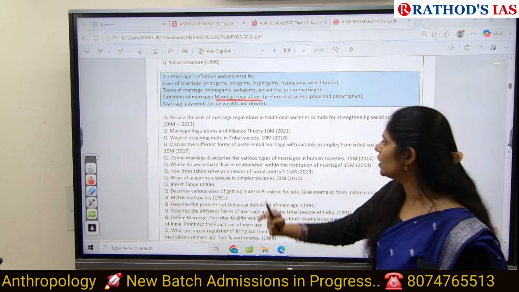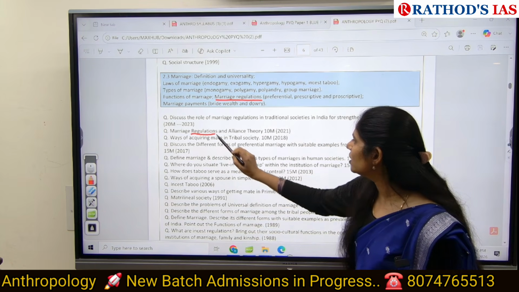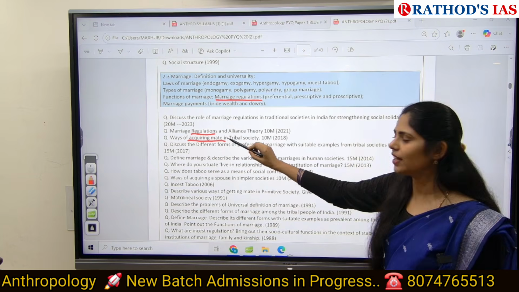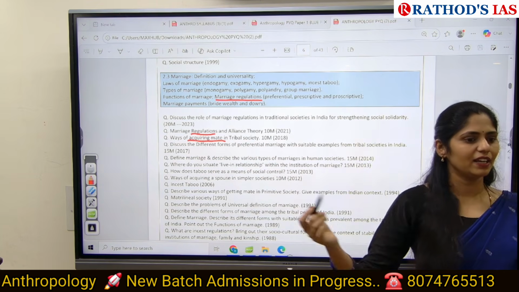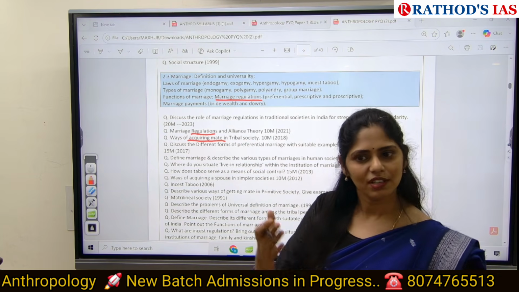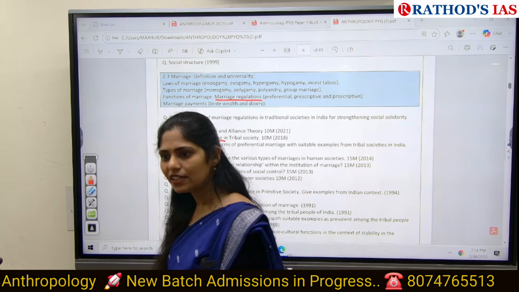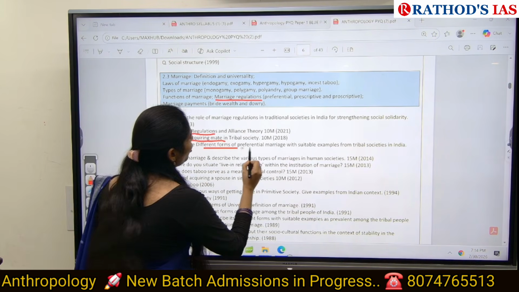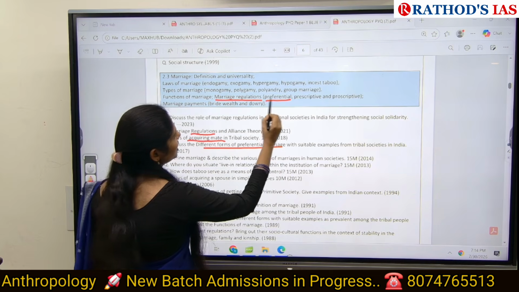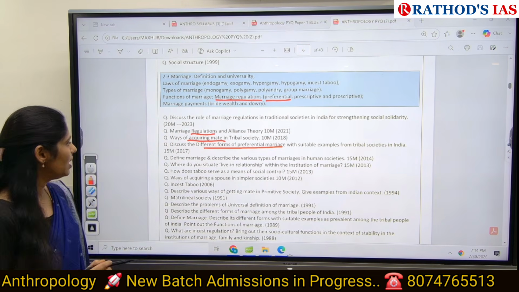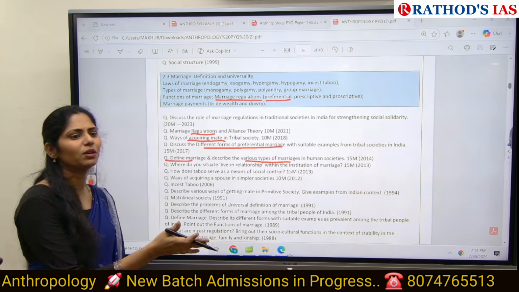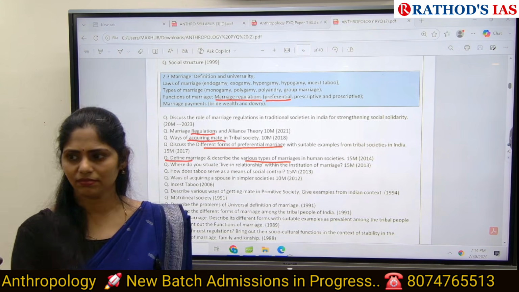This is the question from 2023, and this one is again marriage regulations. Next one is the ways of acquiring a mate. We have 4 to 5 types, like relatives, matrimonies, by kidnapping, by trial. And next one is different forms of preferential marriage. It is nothing but in marriage regulations only they asked. And next one is define marriage and various types of marriage, like endogamy, hypergamy.